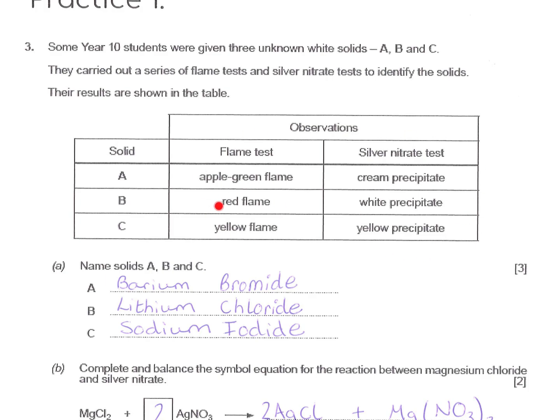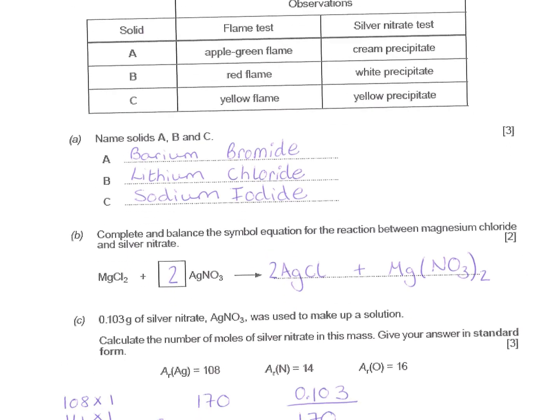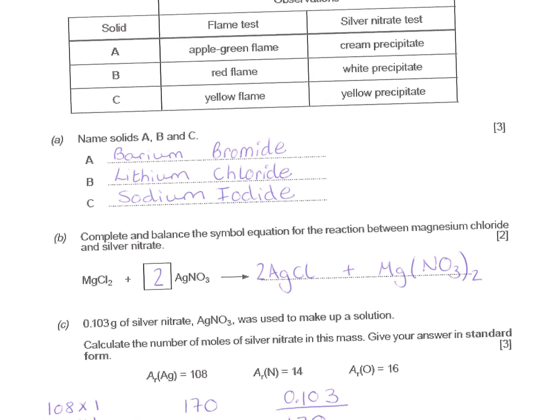So you need to know your flame test colours, and then you need to know your silver nitrate. So the first one, barium, gives you the apple green, bromide's the green precipitate, lithium's a red flame, chloride's white, sodium's yellow, iodide is a yellow precipitate. Sometimes they'll do it in reverse order. They'll give you the compounds and expect you to name them.